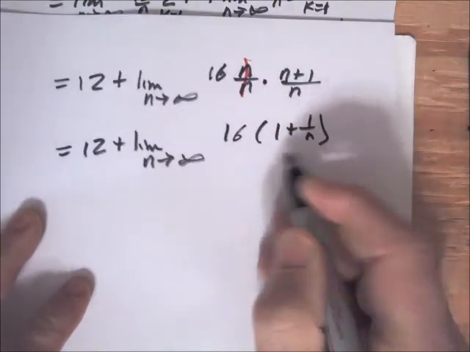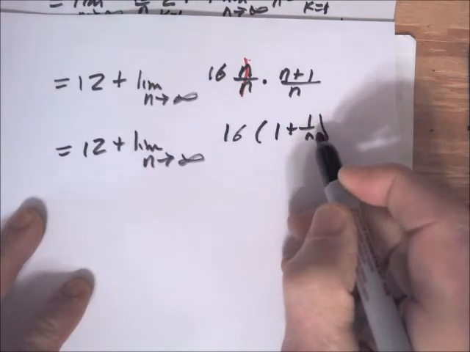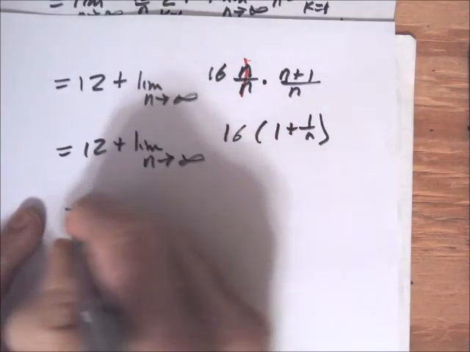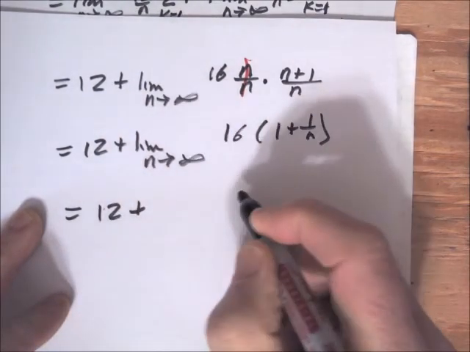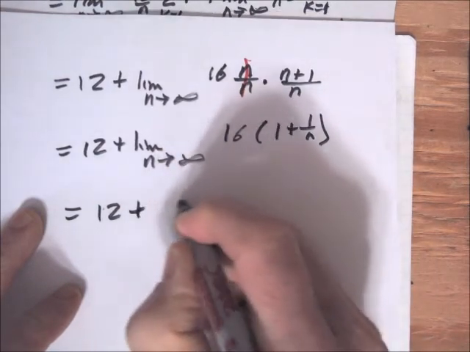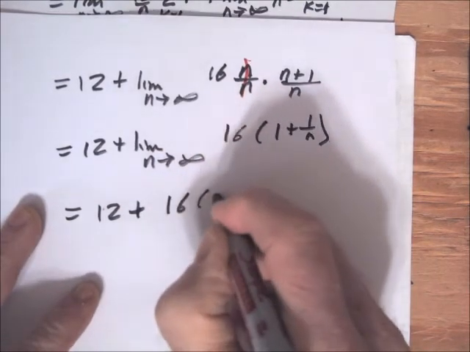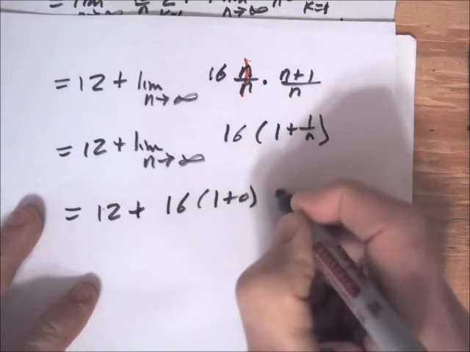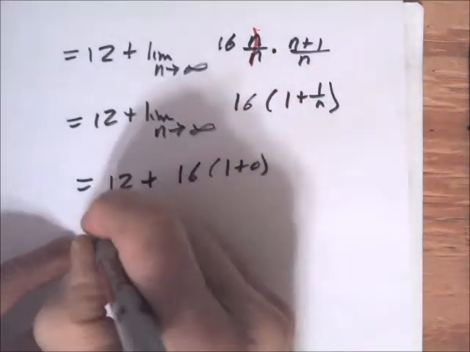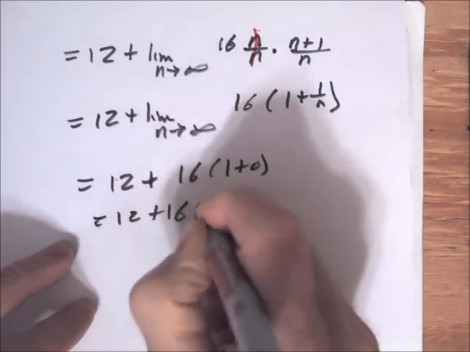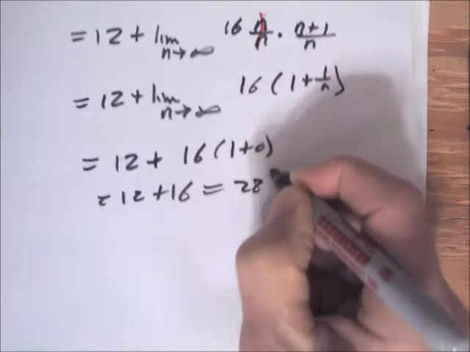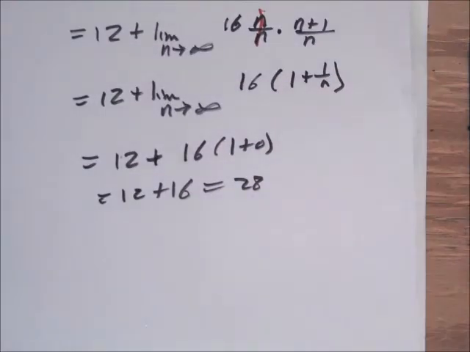And then if we take the limit now, 1 over n will go to 0. And the limit of constants is just a constant. So this is going to be 16 times 1 plus 0. So that's going to be 12 plus 16, which is 28. So if we take the limit, we're going to get 28.